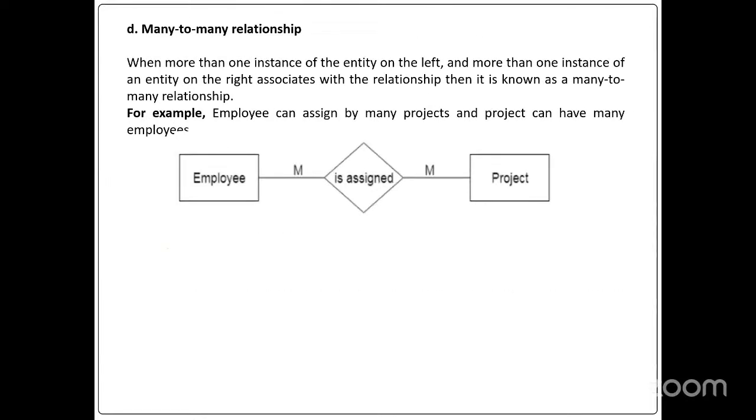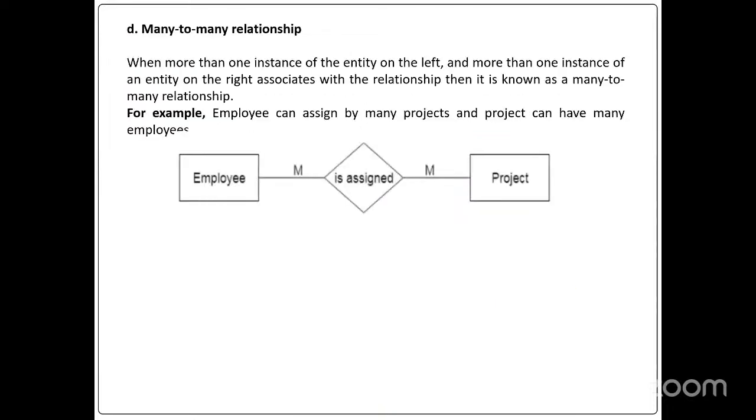Next, how do we represent it? M means many. One means one. We can even mention it as star also. That means all. Is it clear? Yes or no? Next. What is many to many?